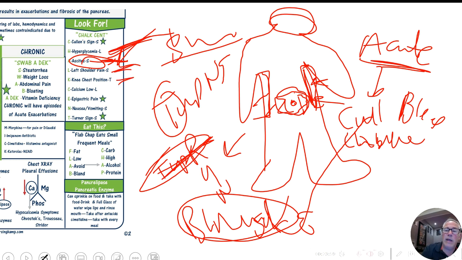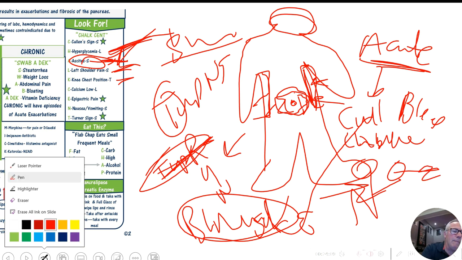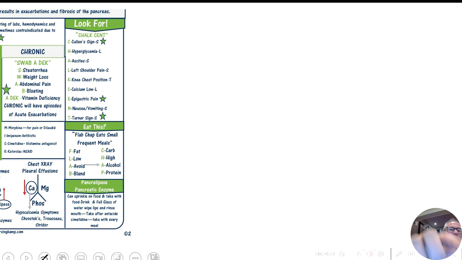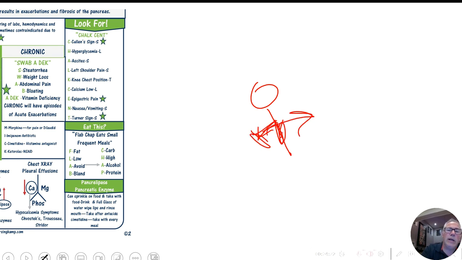Sometimes they want that kind of knee to chest position, but it's whatever position they want to be in. They'll get into the position that feels the most comfortable to them. So sometimes they lean forward too, to get that pancreas kind of away from the back. And by leaning forward, it kind of keeps that pain off of them.